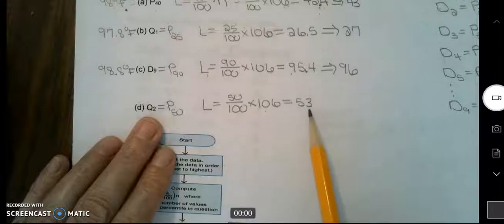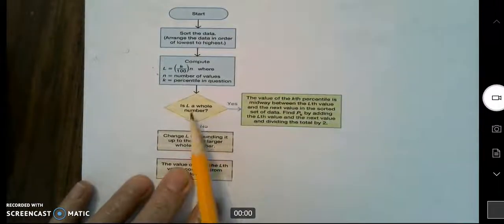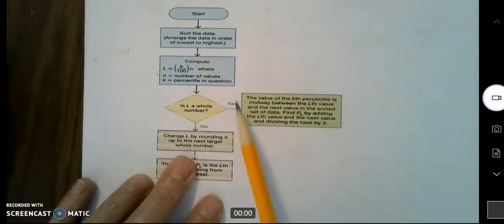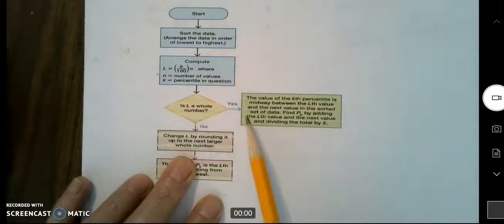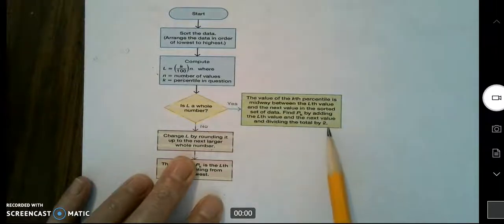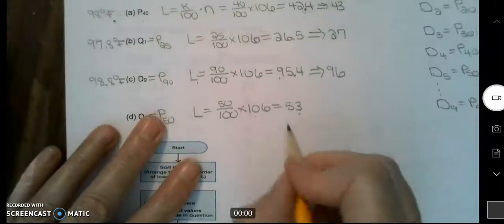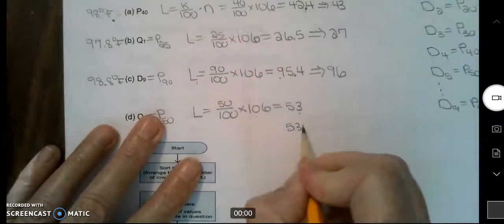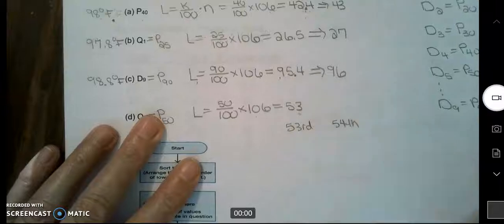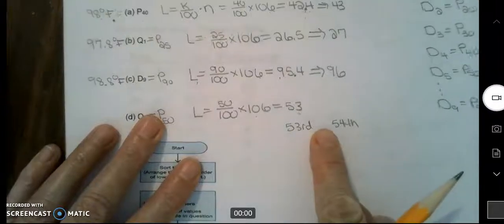The 53rd value. Okay, so let's go down here. Is L a whole number? This is the only time where it was, and you'll have a couple of these in the homework. It is a whole number. So when it is a whole number, what you're going to do is take the L value and the next value and divide by 2. And I'll explain why in a minute. So I'm going to take the 53rd value, add to the 54th value, and divide by 2. So it's really the one right in between those two.